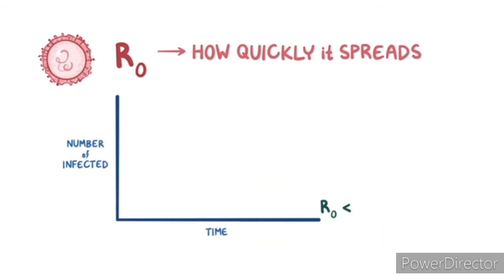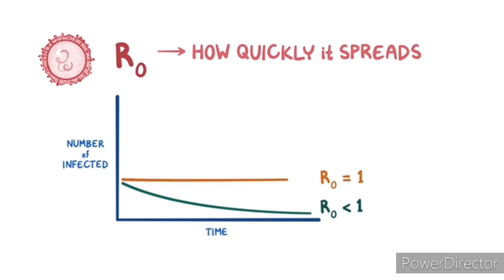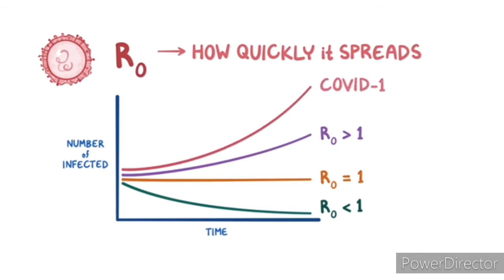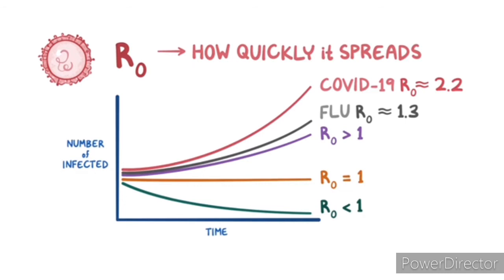If the R0 is below 1, the infection peters out. If it's at 1, it stays steady. And if it's above 1, then it continues to spread. The current estimate for COVID-19 is an R0 of 2.2. As a point of comparison, the R0 of the flu virus is about 1.3, so COVID-19 spreads quite a bit more easily.